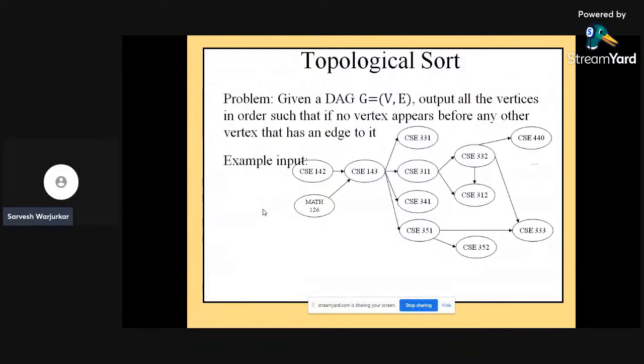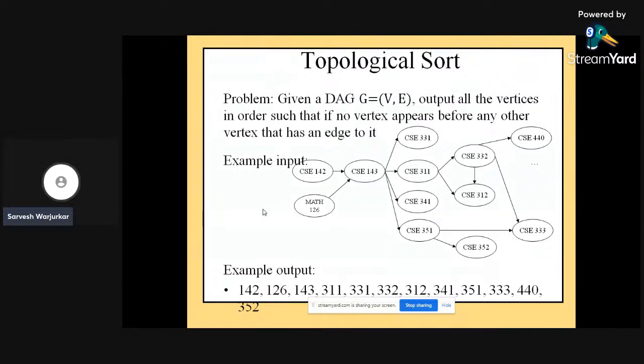In this given way, the prerequisites have been given in terms of CSE. CSE 142 goes with 143. It directly means that for the subject 143, the prerequisites are Math 126 and CSE 142. And if you have studied 143 properly, you can go with four different subjects like CSE 331, 311, 341, 351, and so on. Likewise, the complete hierarchy or tree is followed in terms of the topological sorting of a graph.